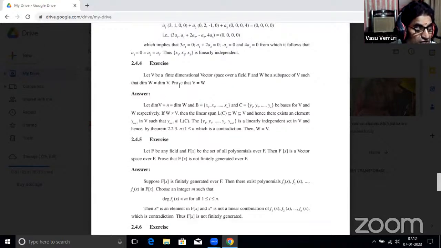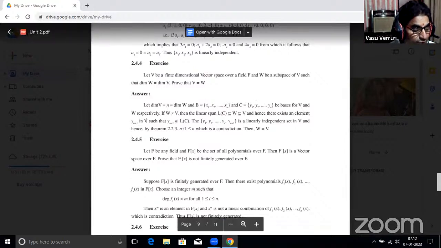When both are equal, prove that V equals W. First of all, you have to write the dimension of V equal to n. In the same manner, the dimension of W is also n. Capital B equal to the set x1, x2, and so on, xn, that is one of the basis sets. Another basis set is y1, y2, and so on, yn, that is also a basis for V and W respectively.